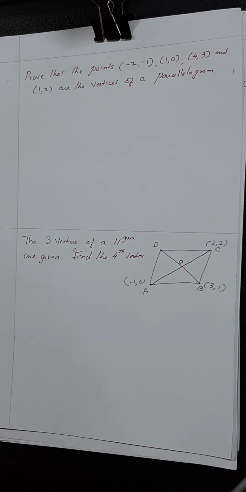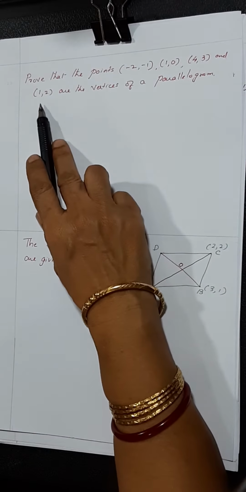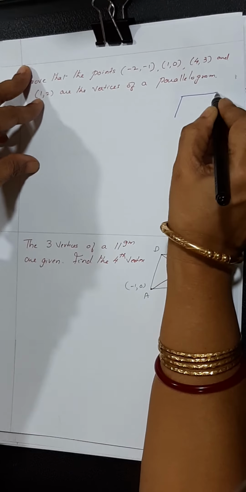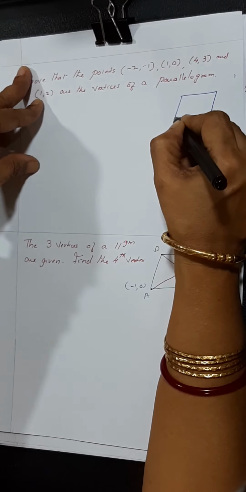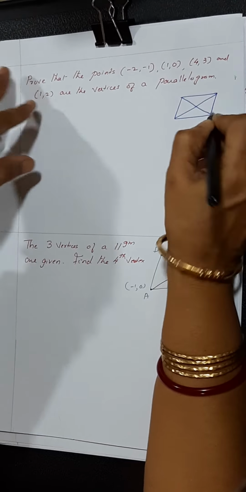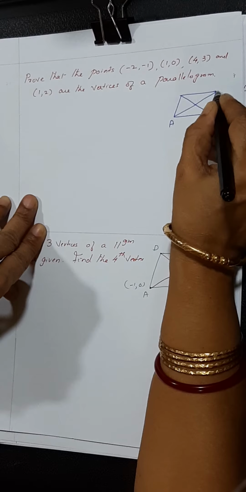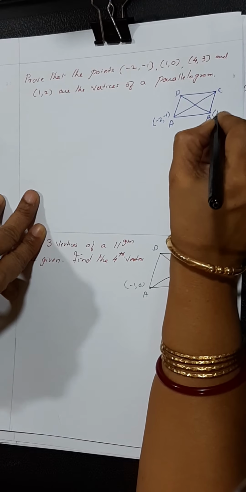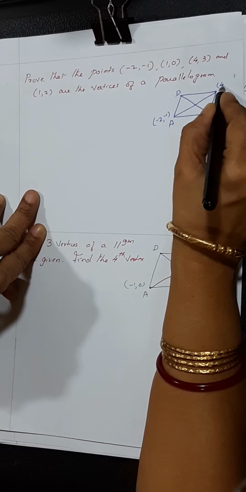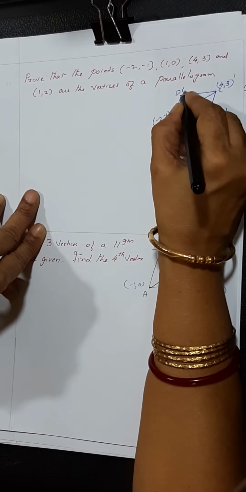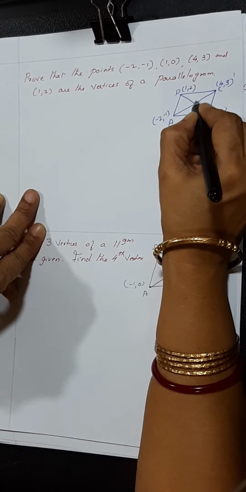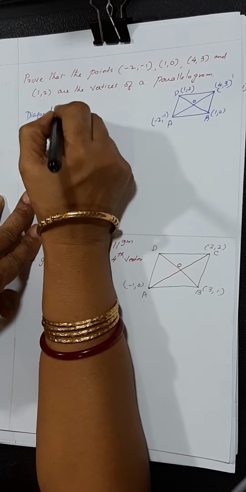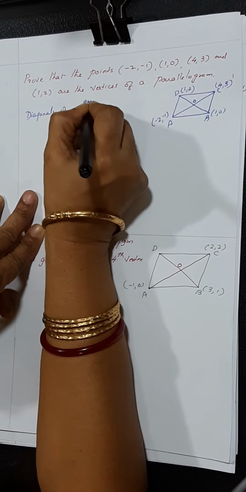Now here you have to prove the 4 points are the vertices of a parallelogram. So if they are vertices, we know in a parallelogram the diagonals bisect each other. So suppose A, B, C, D. A is minus 2, minus 1, B is 1, 0 and C is 4, 3 and this is 1, 2. Now let this be O. So we know diagonals of a parallelogram bisect each other.